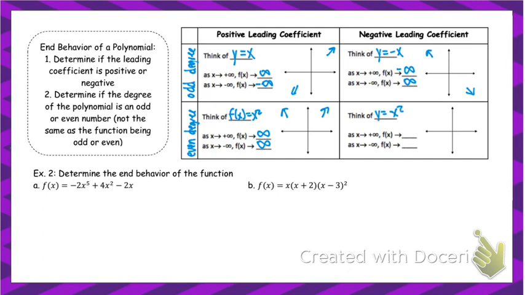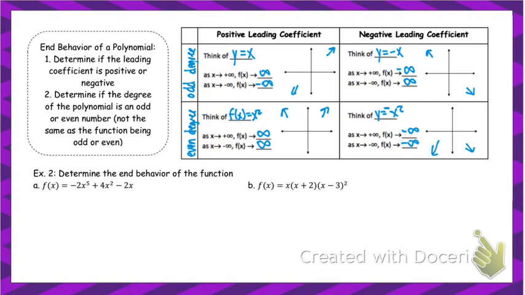Negative x squared would be an example of an even degree and a negative leading coefficient, and negative x squared has both functions going down. So if it's an odd degree, they're in opposite directions. If it's an even degree, they go in the same direction. If it's a positive leading coefficient, we end up. If it's a negative leading coefficient, we end down.